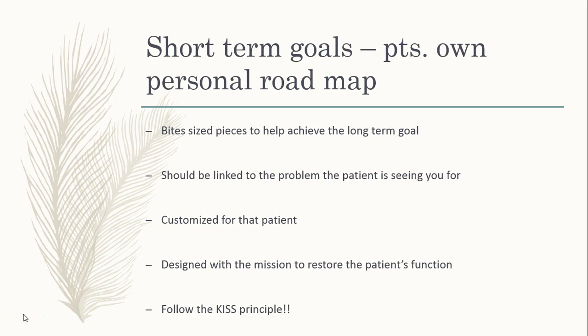So short-term goals are your patient's own personal roadmap to getting better. So they need to be in bite-sized pieces, so little pieces. So short-term goals, like I just said before, changing even 2 or 3 degrees following a surgery that's pretty substantial is big. So that can be written down in your SOAP notes with your patient. Our patient's goal is to improve elbow flexion 5 degrees in the next 2 weeks, and that would be a great one. Okay. They need to be linked to the problem that the patient is seeing you for.